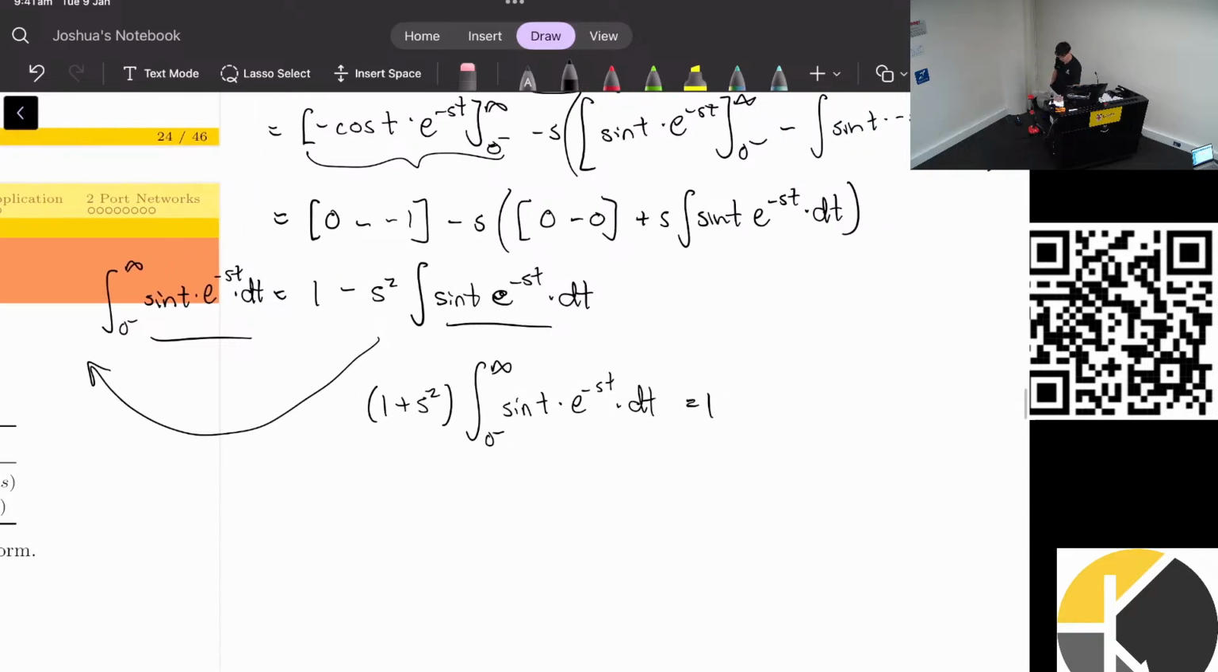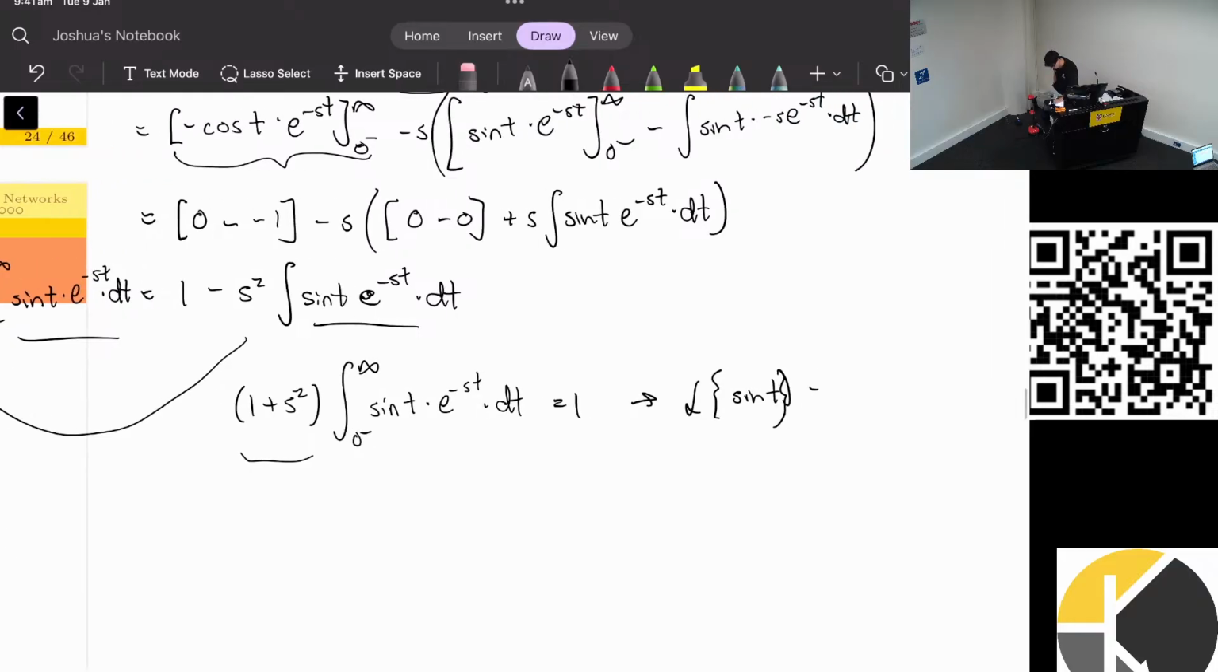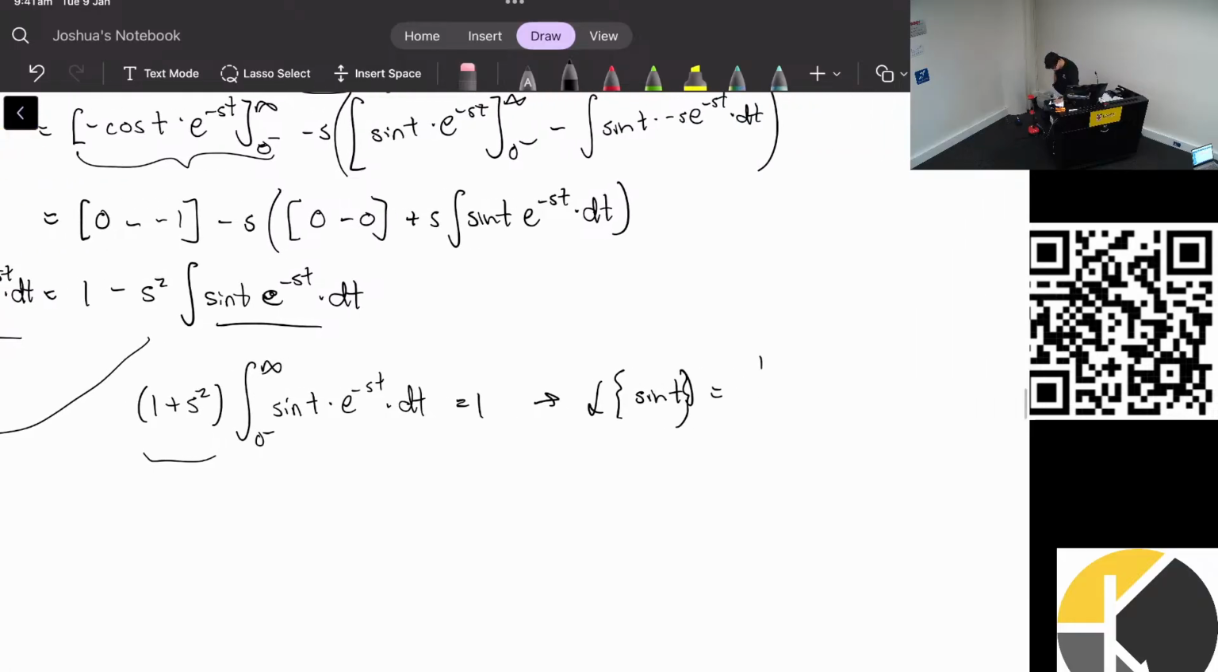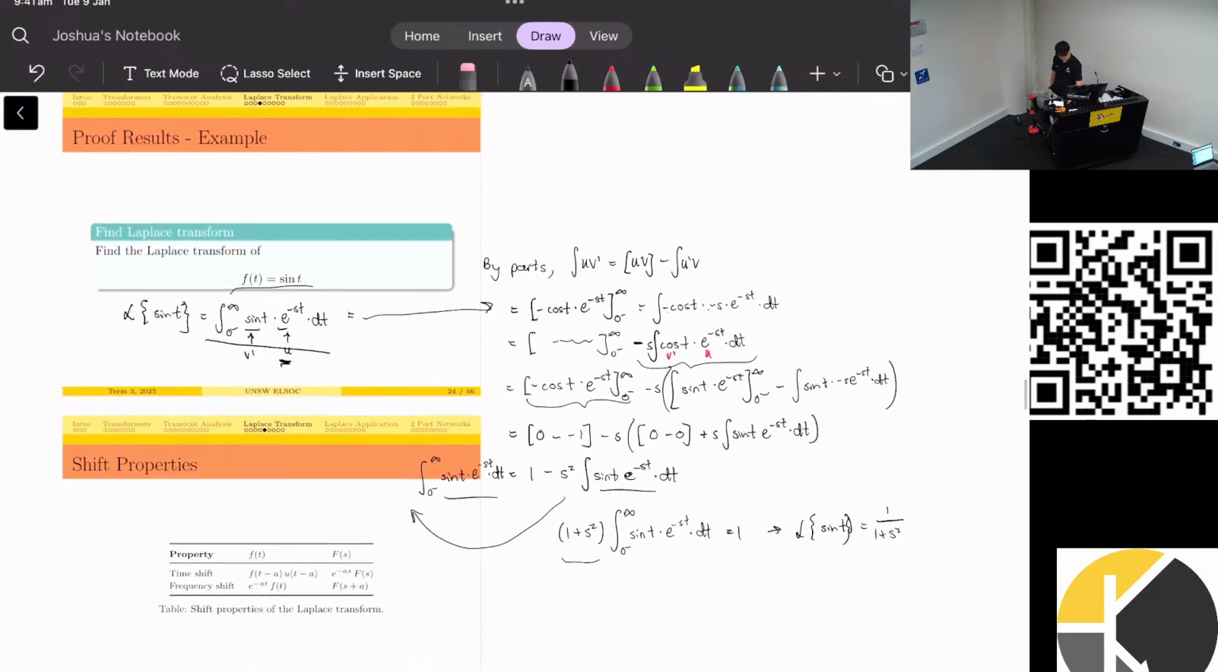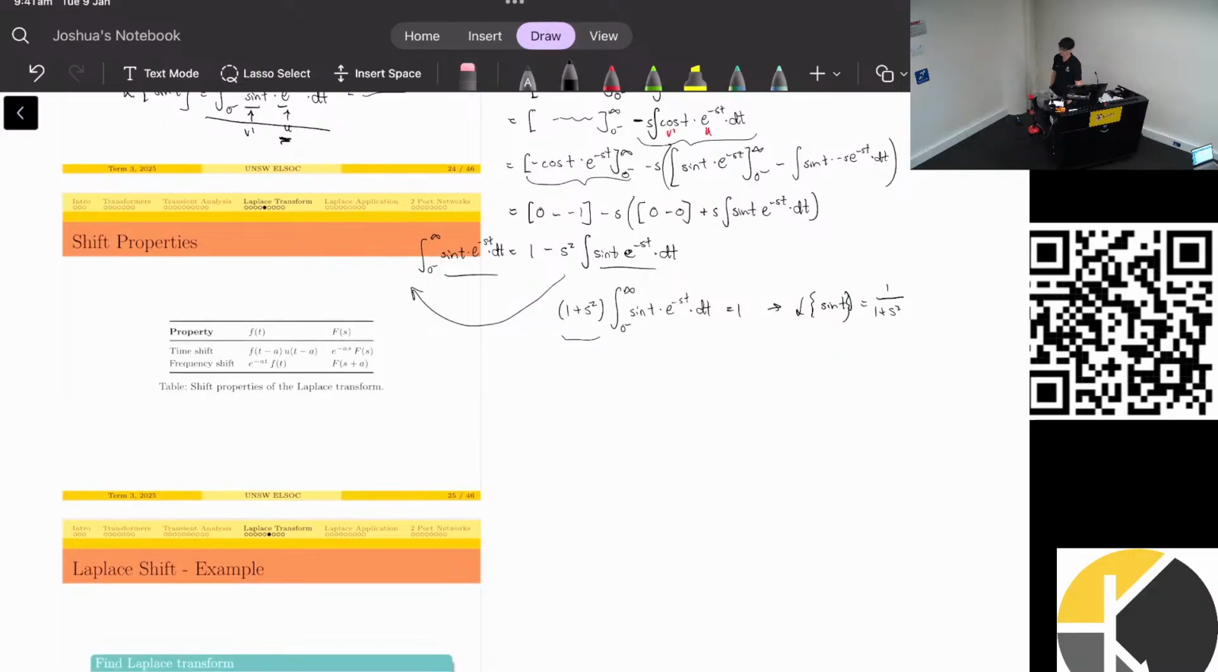And then I can just divide both sides by 1 plus s squared. So then I have the expression 1 on 1 plus s squared, which is what we wanted. Alright, so that was the first question.